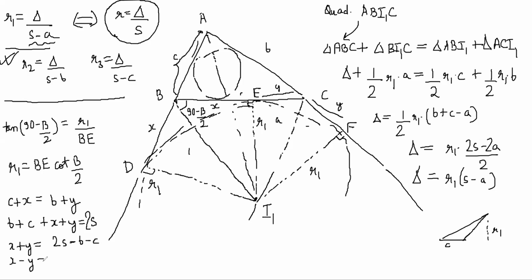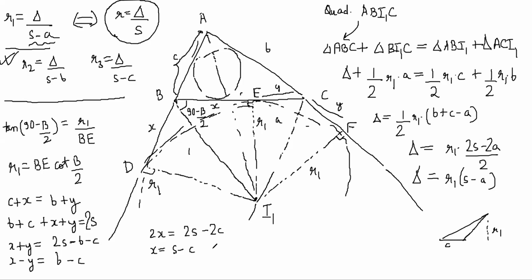X minus Y is coming as B minus C, right? So if you add the two relations, what is 2X? 2X is equal to 2S minus 2C, right? Correct. Yeah. So X is equal to S minus C. Okay, X is S minus C, and Y is equal to S minus B.